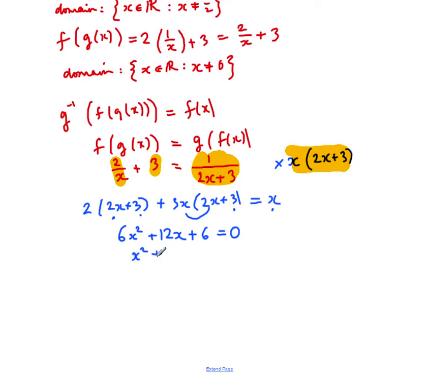Everything is divisible by 6. Hooray! So x squared plus 2x plus 1 equals 0, which factorizes nicely as (x plus 1) all squared is equal to 0. So there's only going to be one solution for x, which is x equals minus 1.